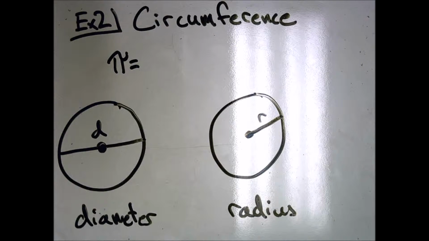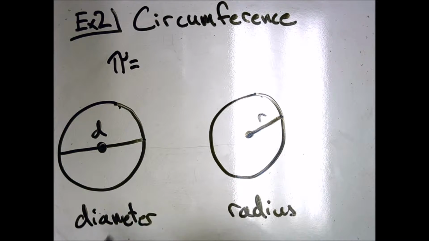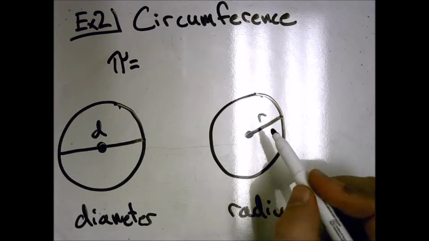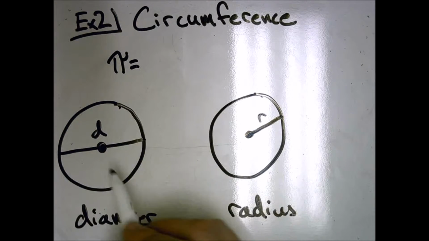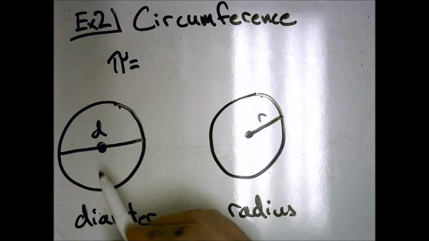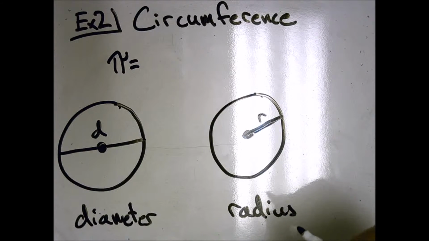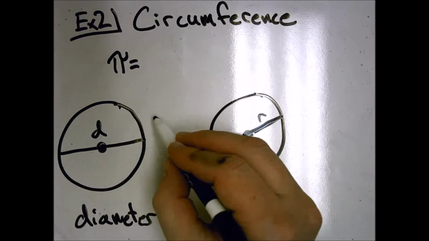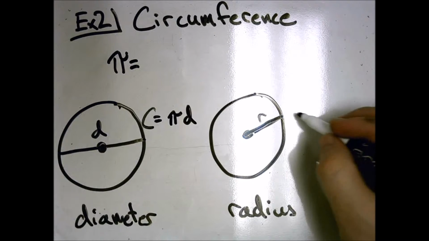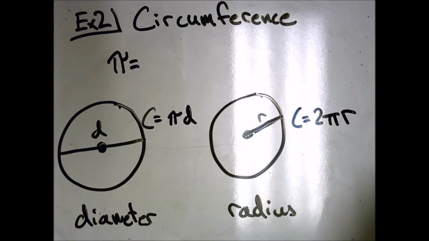Example 2, circumference. Circumference is just the word for perimeter of a circle. Generally we calculate it either with the diameter, which is across a circle through the center, or the radius, which is from the center to the edge of the circle. They have two different formulas. Circumference is pi times the diameter, and circumference is 2 times pi times the radius.